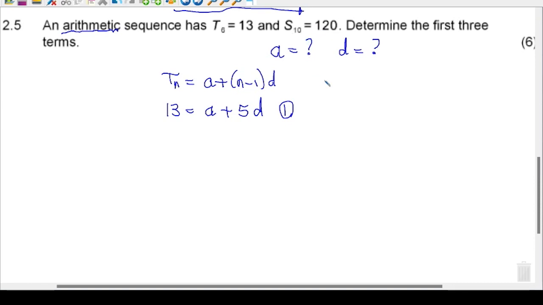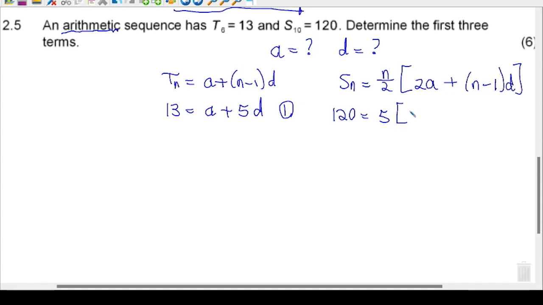Now the sum of some terms is 120. Here's the sum formula: Sn is n over 2, 2 lots of A plus n minus 1 lots of D. Now we know that the sum of 10 terms is 120. So we're going to put 120 there, and that's going to be 10 over 2, which is 5, times 2 lots of A, I don't know A, plus 10 minus 1, 9 lots of D. Right, and I've got two equations. That's equation number 2. Each of them has two variables in.